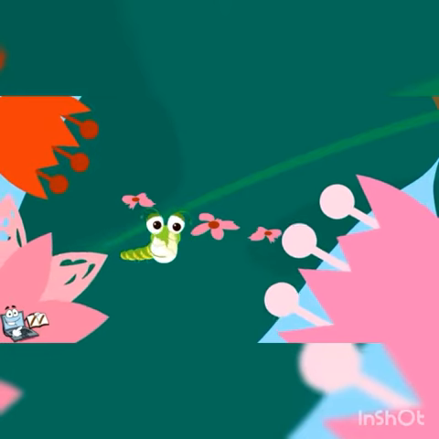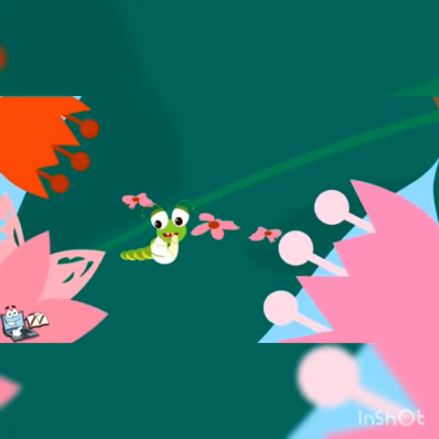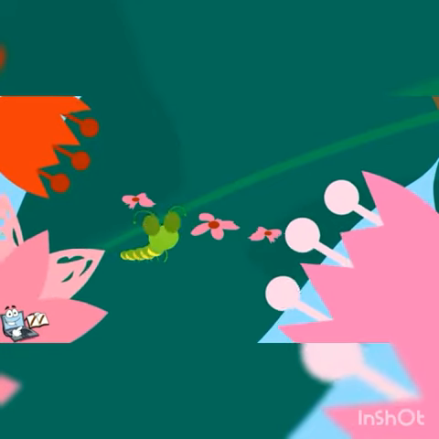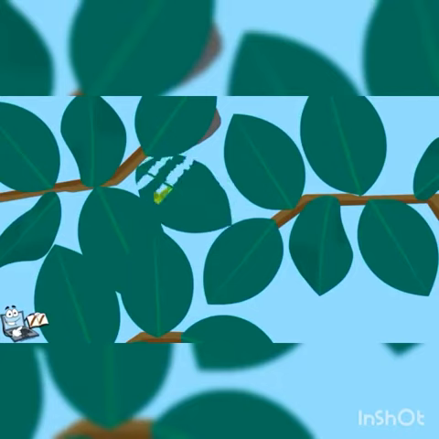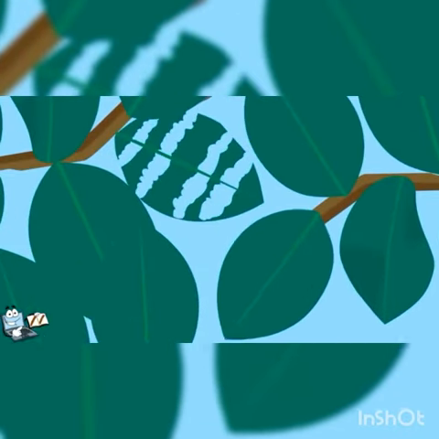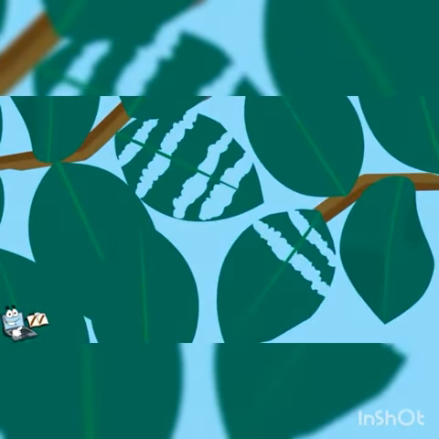Then the caterpillar starts eating flowers or leaves. The caterpillar eats too much as it grows bigger and bigger day by day.